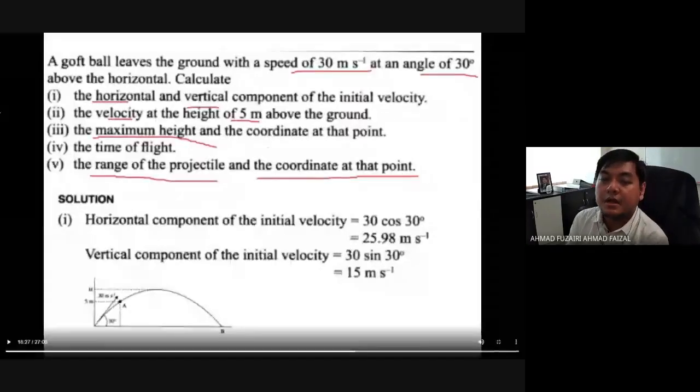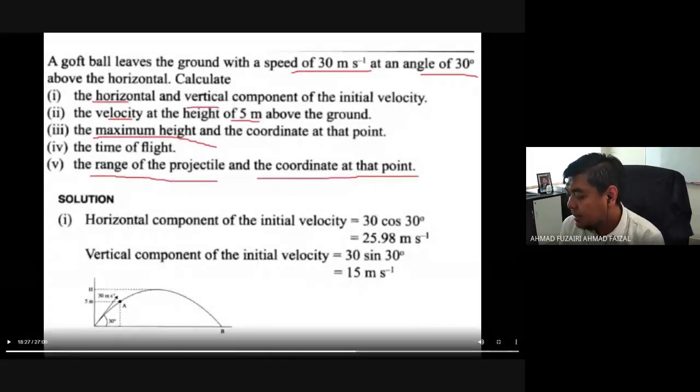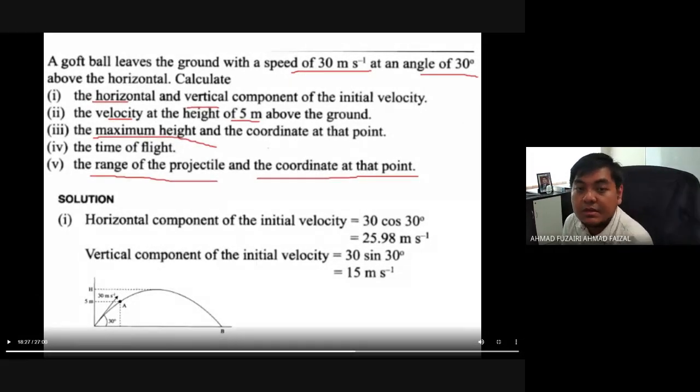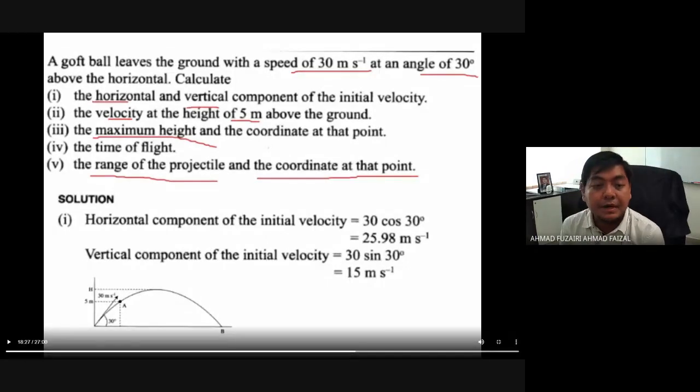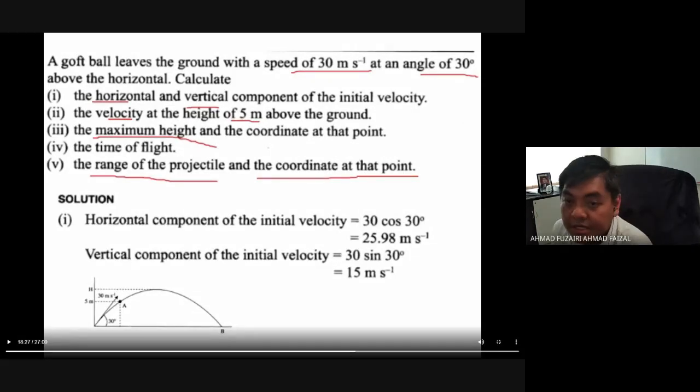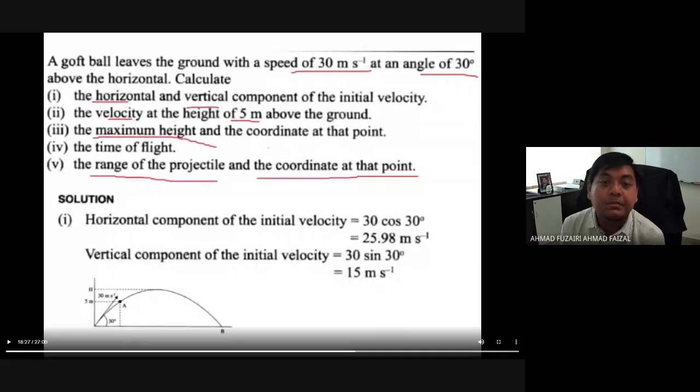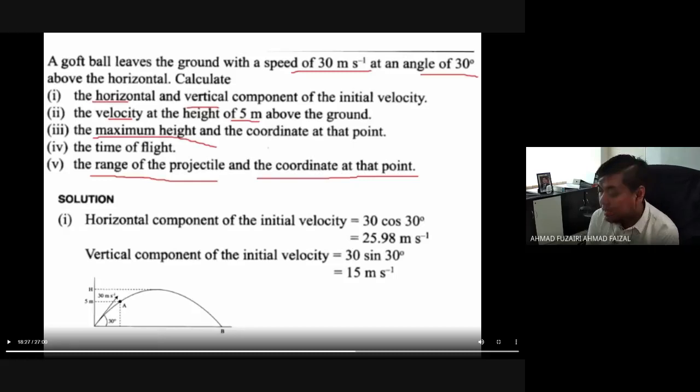Okay, please snap this question, and we will do it. So for example, a golf ball leaves the ground with a speed of 30 meters per second at an angle of 30 degrees above the horizontal. Calculate: number one, the horizontal and vertical components of the initial velocity. Number two, the velocity at the height of 5 meters above the ground. And three, the maximum height and the coordinate at that point, the time of flight, and the range of the projectile and the coordinate of that point. Please snap first, later I will stop to explain.